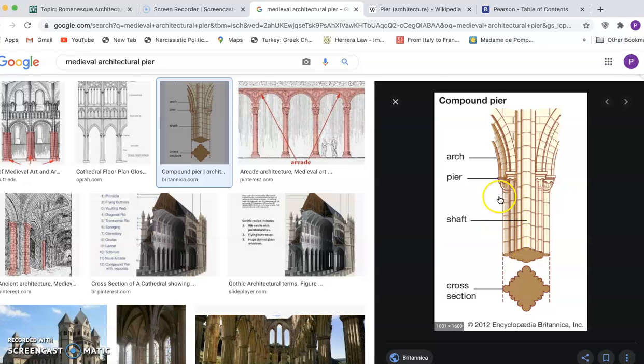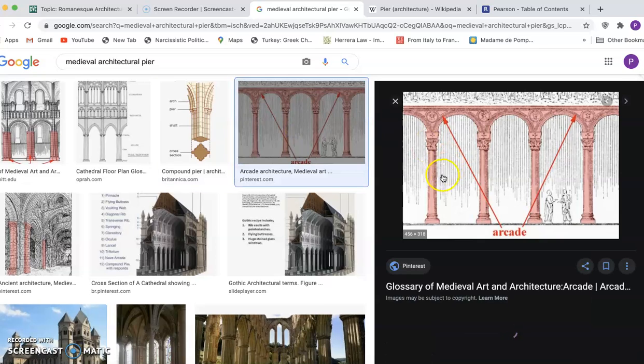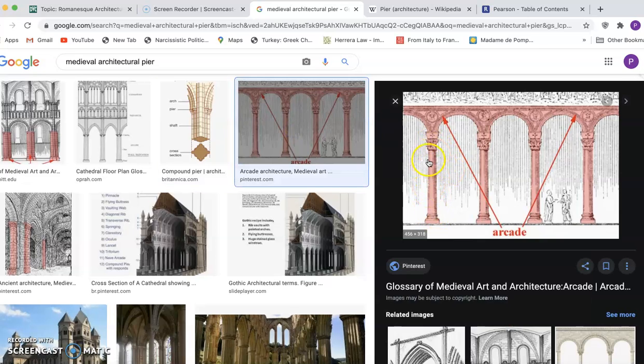You'll learn about these little round columns that have been submerged into the pier, which is a way of making the pier prettier. But you can tell it's still a pier because even with those engaged columns, we're dealing with massive weight, massive proportions, as opposed to where we have a row of columns supporting an arch.